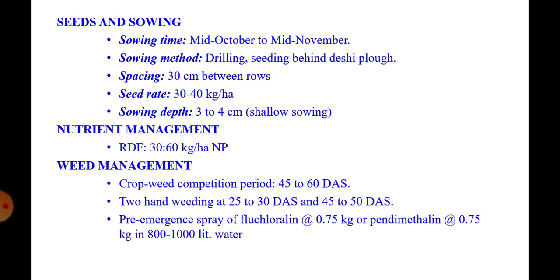Now, seed and sowing. Sowing time is mid-October to mid-November. Sowing method is drilling, seeding behind desi plow. Spacing is 30 cm between rows. Seed rate is 30 to 40 kg per hectare. Sowing depth is 3 to 4 centimeters. Shallow sowing is required due to the small seed size.